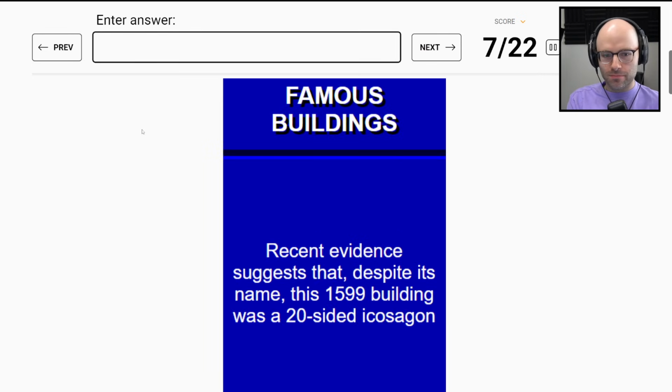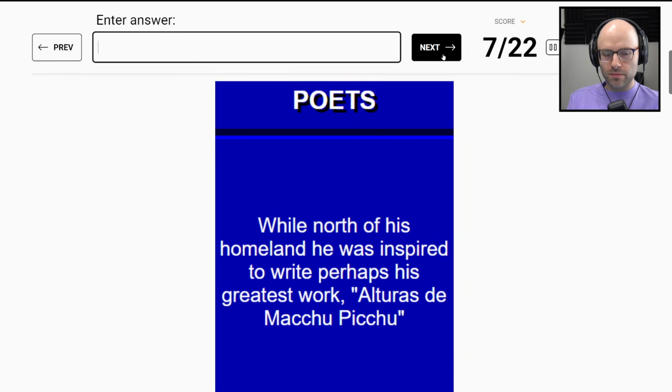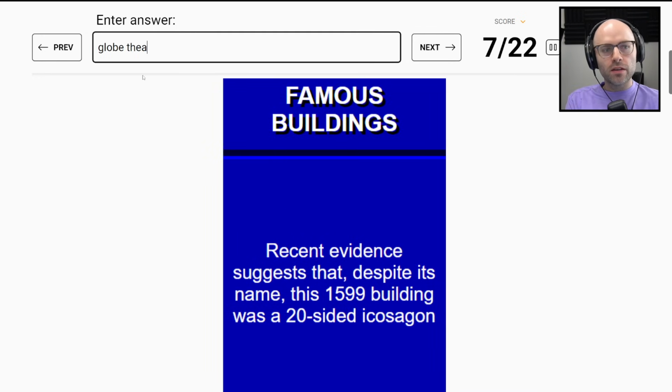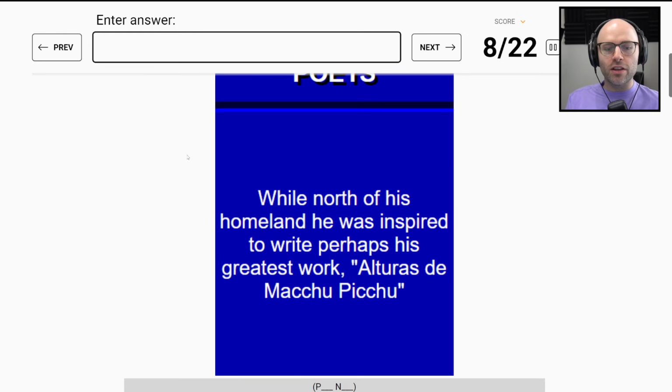Yep, you got it. Recent evidence suggests that despite its name, this 1599 building was a 20-sided icosagon. What is the Pentagon? What is the dome? It's the Roman dome. The dome. What's the dome called? Flory dome? You know what I'm talking about? The dome from Assassin's Creed? Oh, you're right. It's probably the Globe Theater. Yeah, it's not even the dome.